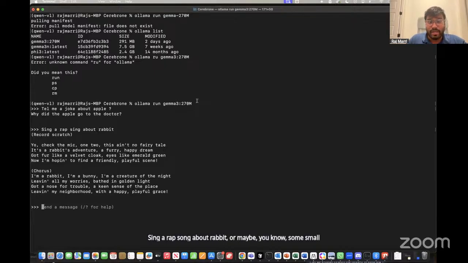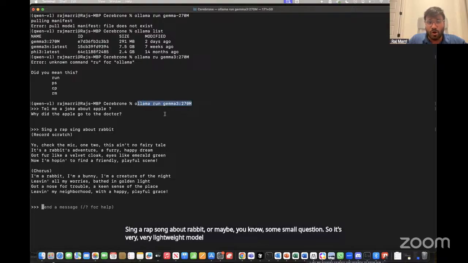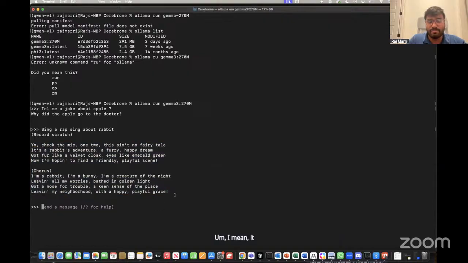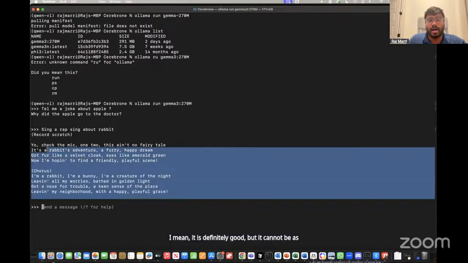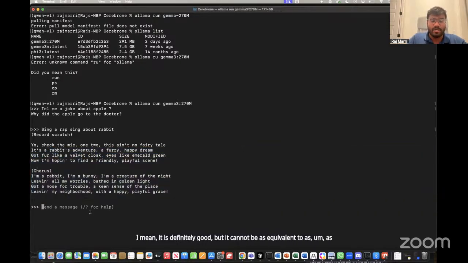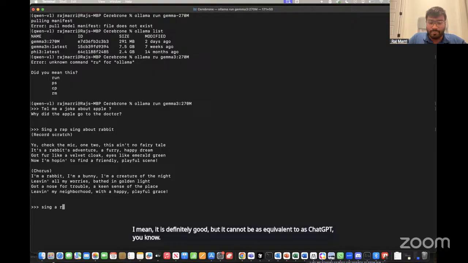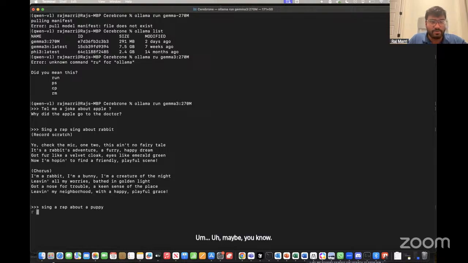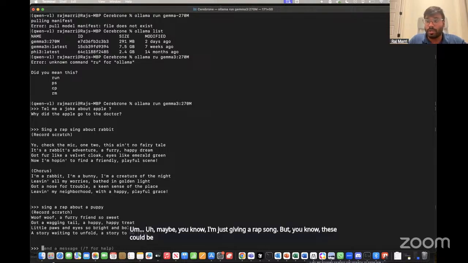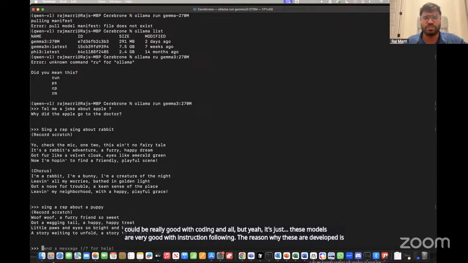So it's a very lightweight, small model. You could all run this model. If you see the output, it's not that great. I mean, it is definitely good, but it cannot be equivalent to ChatGPT. Maybe I'm just giving a rap song, but these could be really good with coding and all. These models are very good with instruction following. The reason why these are developed is to follow some instructions on edge.